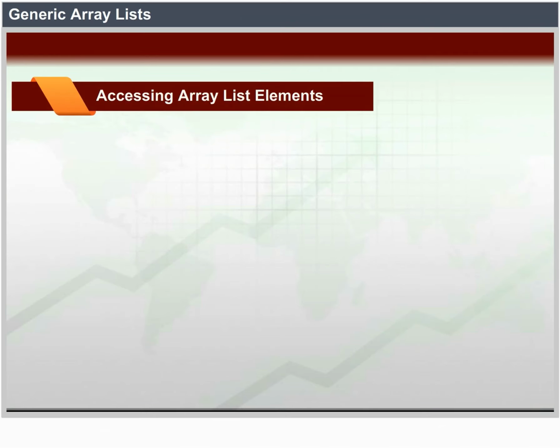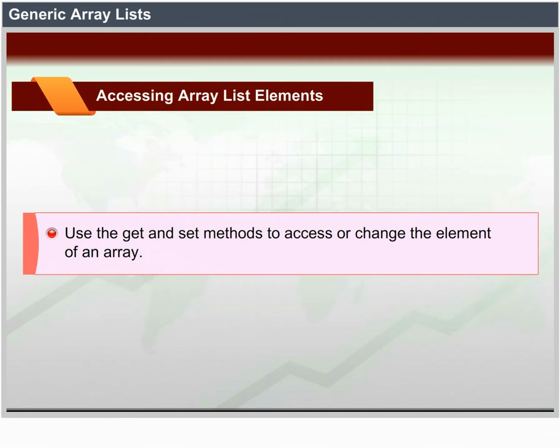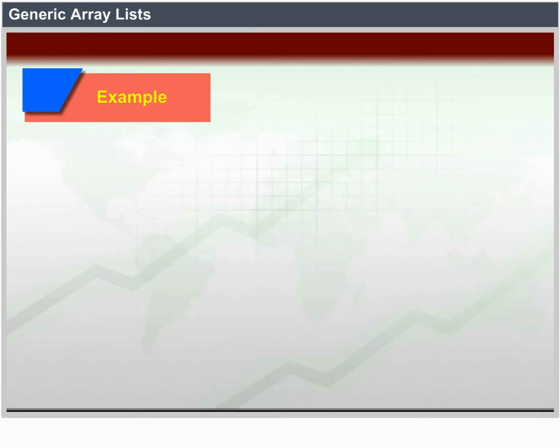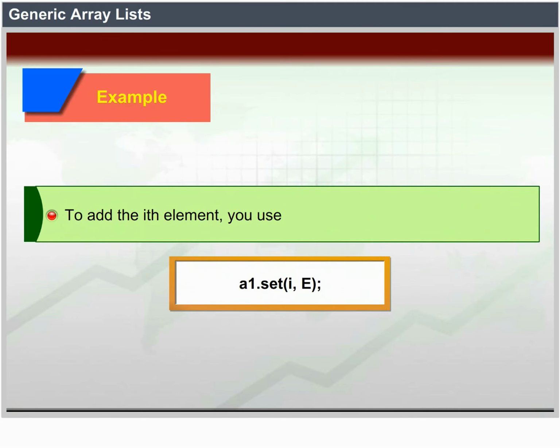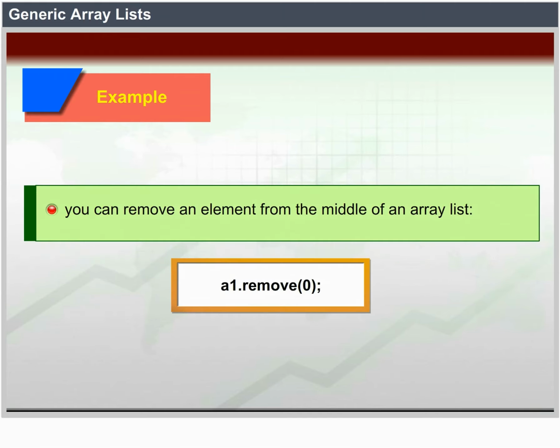Accessing ArrayList elements. Use the get and set methods to access or change an element of the list. For example, to set the ith element, use a1.set(i, e). You can remove an element from the middle of an ArrayList: a1.remove(0).